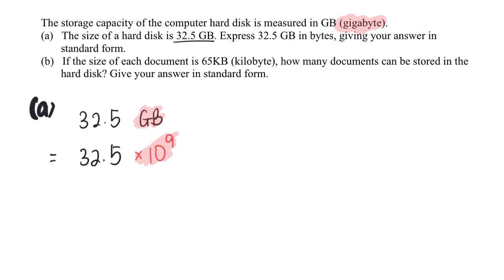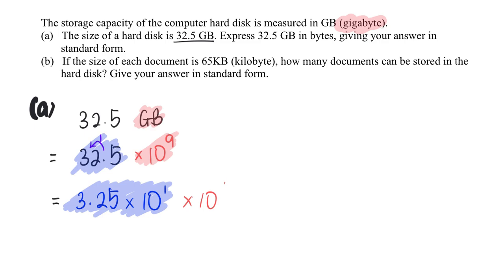Give your answer in standard form. So you will see Mr. Tan writing 32.5 as 3.25 times 10 power 1, because I moved by 1. Still have my times 10 to the power of 9. And finally, 3.25 times 10 power 10, because when I multiply bases with the same base, the power, I add them up. So that's for part A.